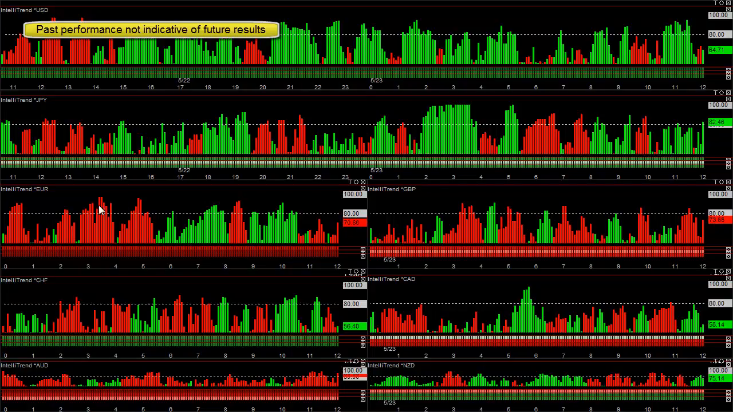The euro was one of the weaker ones today, the pound as well, and the Australian. So you want to sell the Australian dollar and the Australian yen today. You want to sell the euro dollar and euro yen up until about 5:30, and you also want to sell the pound dollar and pound yen. Let's look at some of these charts.